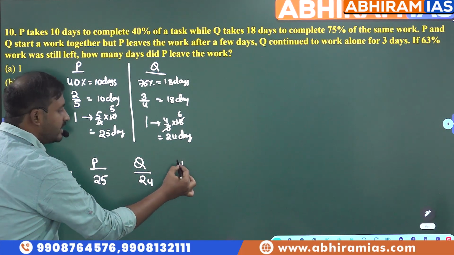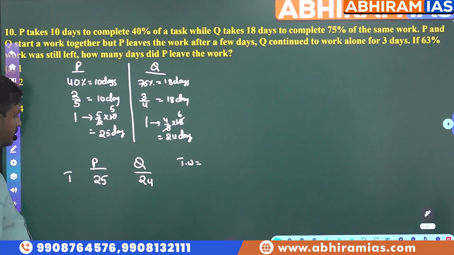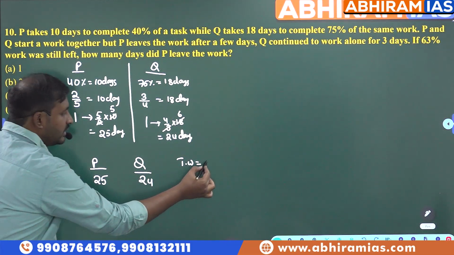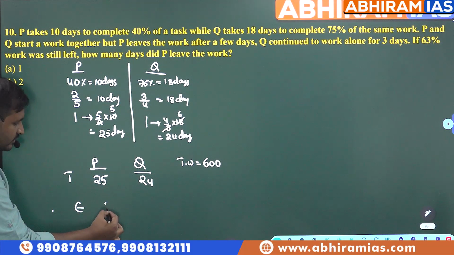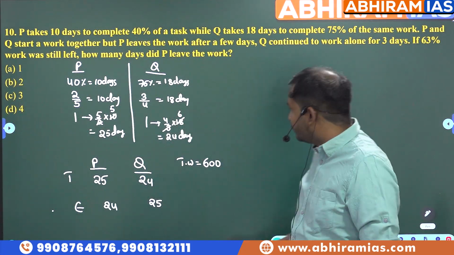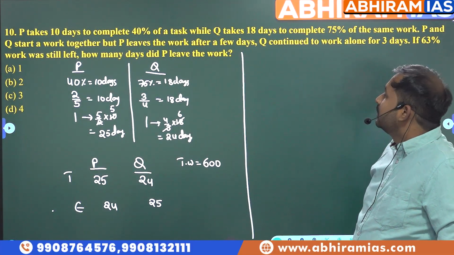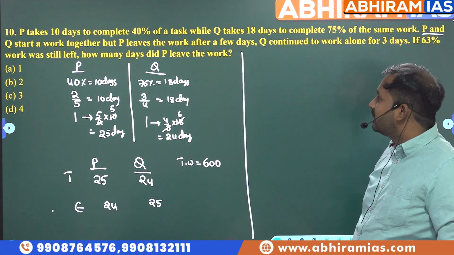Then total work will become their product. Why? Because any two successive numbers will always be co-primes. పక్క పక్కన ఉన్న ఏ టూ నెంబర్స్ కూడా ఎప్పుడు కూడా co-primes ఏ ఉంటాయండి. So 25 into 24, what does it become? 600. Directly you can multiply. So what are their efficiencies? 24 and 25. Now, please read the question carefully. We have found that one. Now, P and Q start a work together, but P leaves the work after a few days.